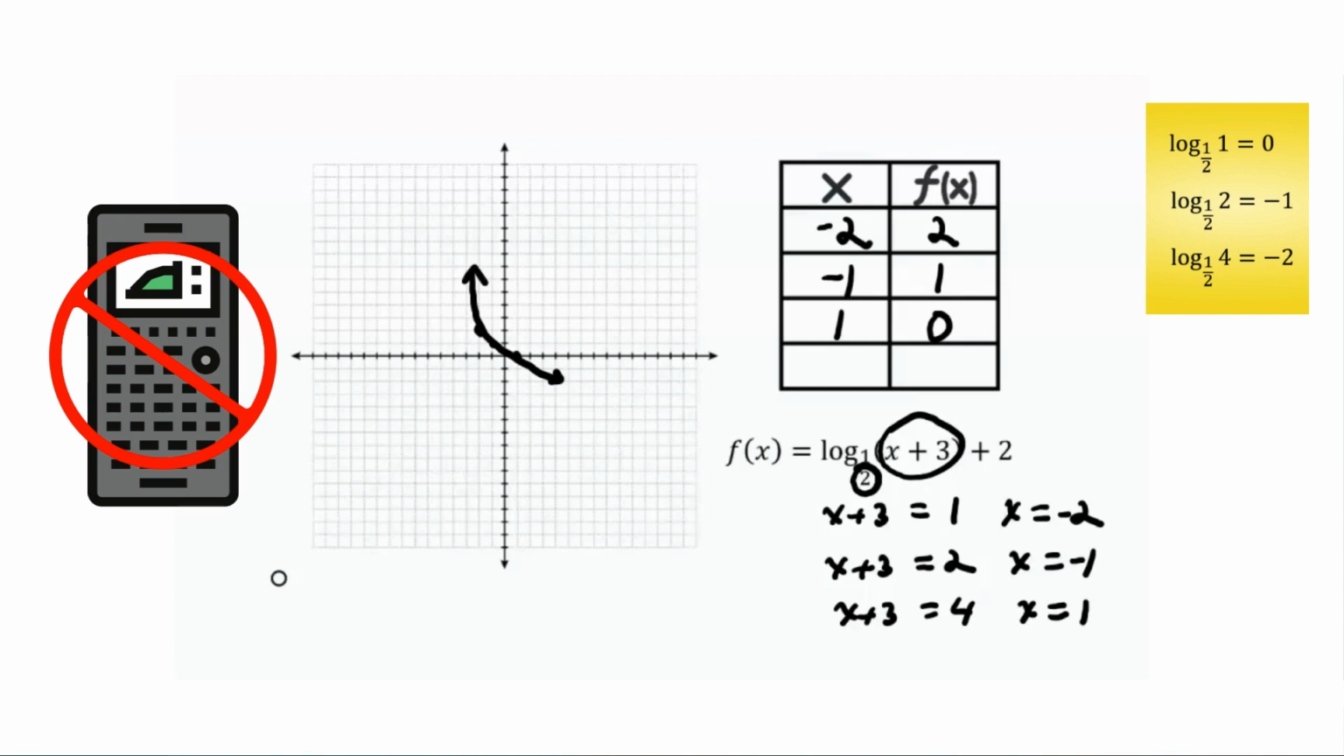All right, so that is some examples of graphing logarithms by hand without using a graphing calculator.